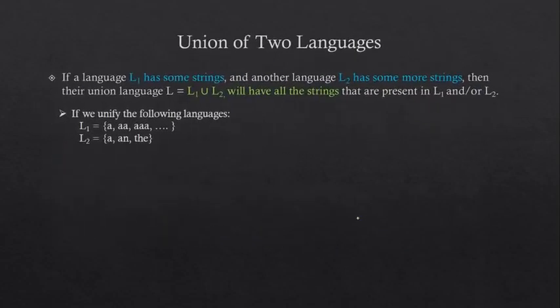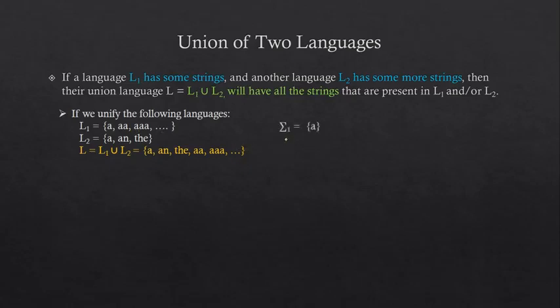Moving on to the union of two languages. If a language L1 has some strings and another language L2 has some other strings, their union is going to have all the strings from L1 and all the strings from L2. In this example, L1 is an infinite set of A, AA, AAA, and so on, and L2 is a finite set that contains only 3 strings. So obviously, their union will have these 3 strings and all the other strings from L1 as well.